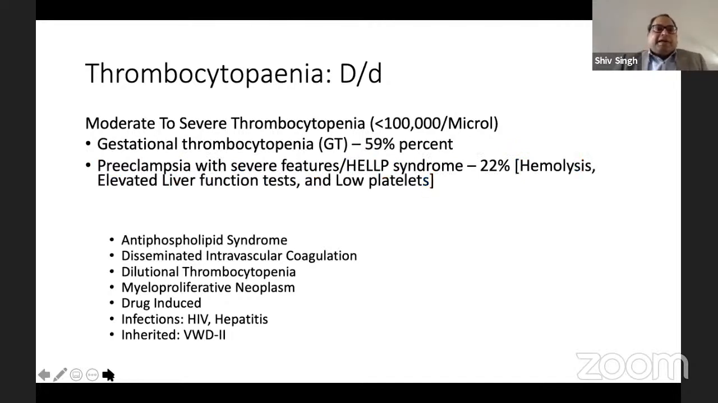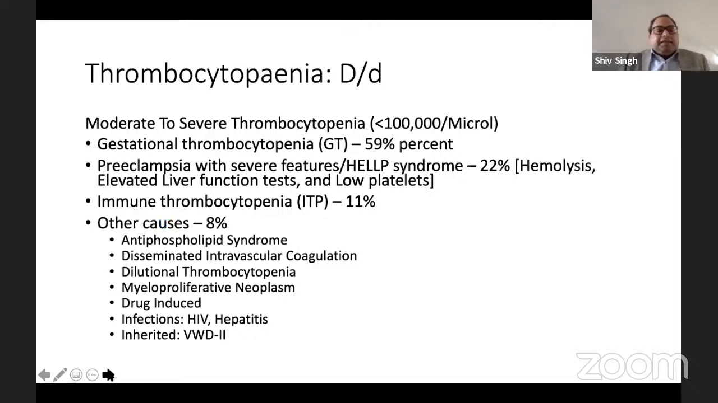Things like preeclampsia with severe features or HELLP syndrome, which actually is a differential diagnosis. This is seen in 22% of patients. HELLP obviously is an acronym for hemolysis, elevated liver function tests, and low platelets. Could it be immune thrombocytopenia? Okay, so ITP is seen in 11% of patients. And then there are other causes, seen in 8% of patients.